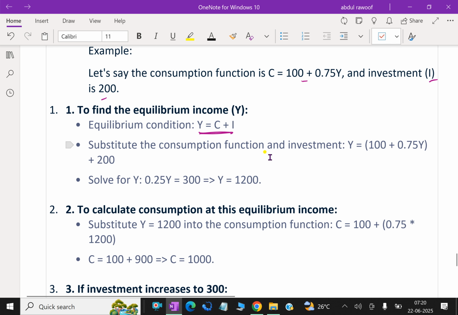Substitute the consumption function and investment. Y equals 100 plus 0.75Y plus 200. Then 100 plus 200 is 300. Solve for Y: Y minus 0.75Y is 0.25Y.